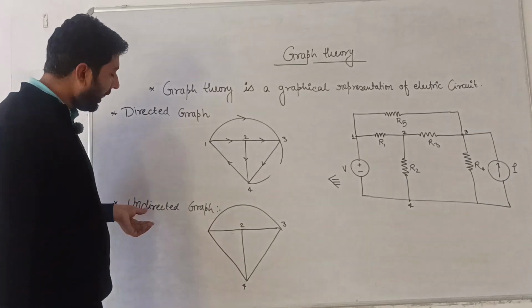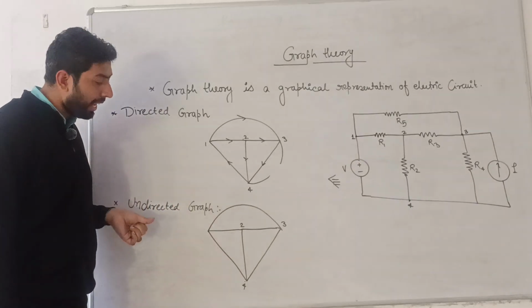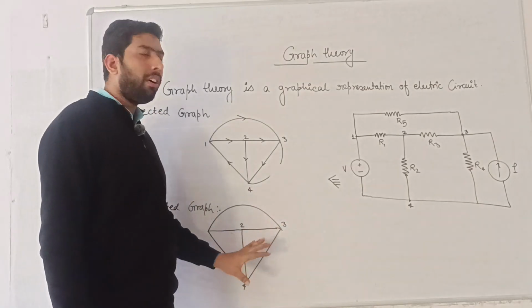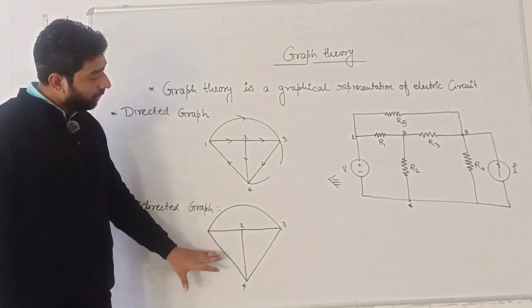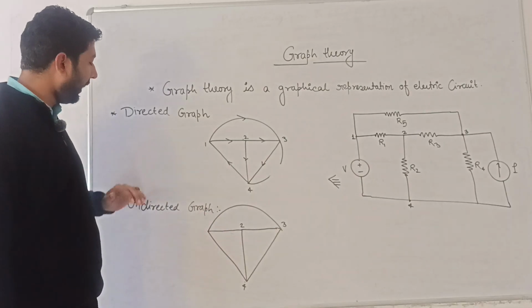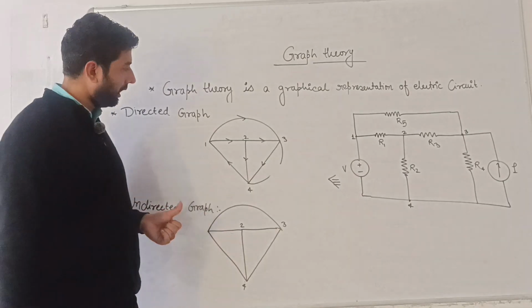Fourth type is an undirected graph. Here we are not using any type of arrow or energy transfer in the system, so this type of graph comes under the category of the undirected graph.